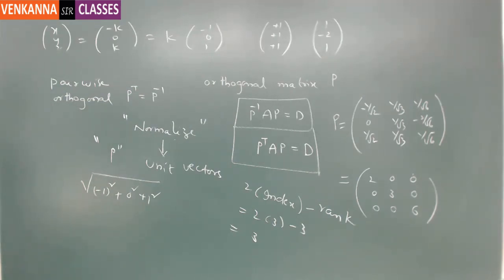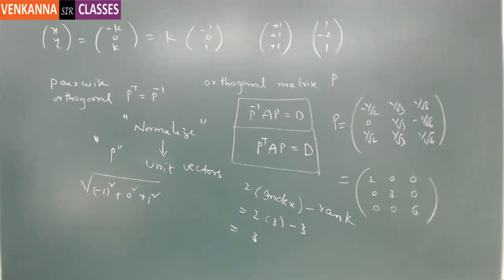You can take one more definition for signature as the difference between the number of positive values and the number of negative values. So here the eigenvalues are 3 positive values, and there is no negative value. So the signature is nothing but 3 minus 0, which is 3. That also you can write. There are two definitions for the signature, positive values minus negative values. Okay.